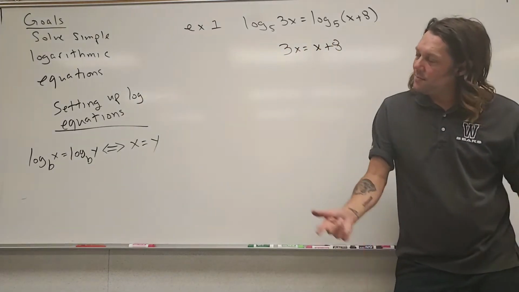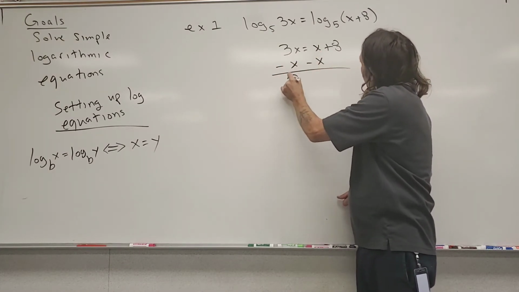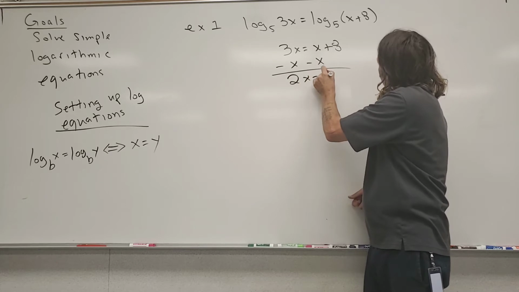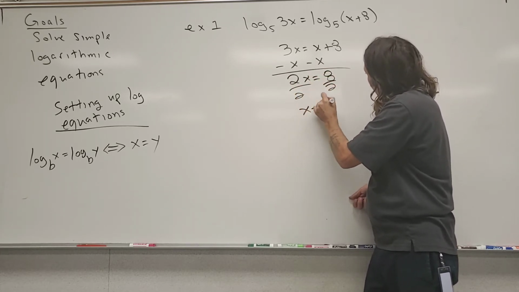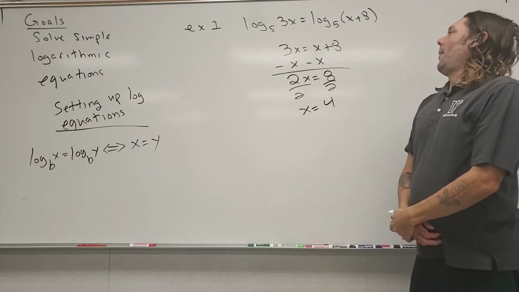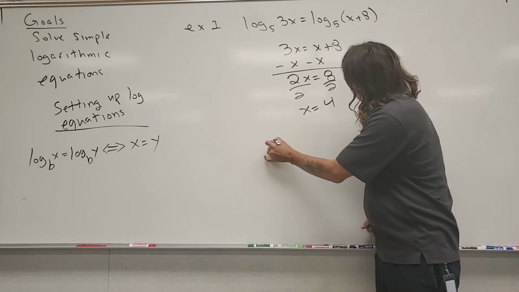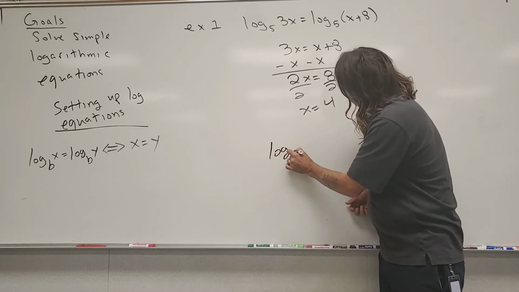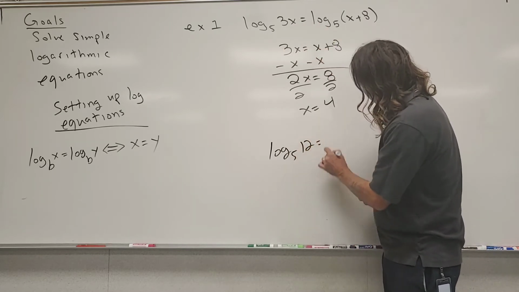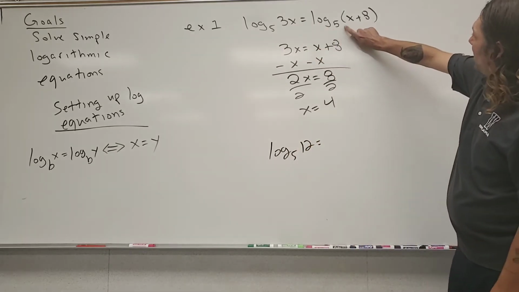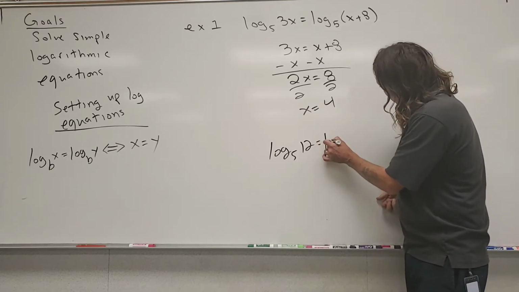And this is very simple to solve. You subtract the x's from both sides. 2x is equal to 8. Divide away the 2. x will be equal to 4. So if we were to plug 4 into both of these, we would see that in fact we get log base 5 of 3 times 4, which is 12, and this side will be log base 5 of 4 plus 8, which is 12 again, and it makes sense.